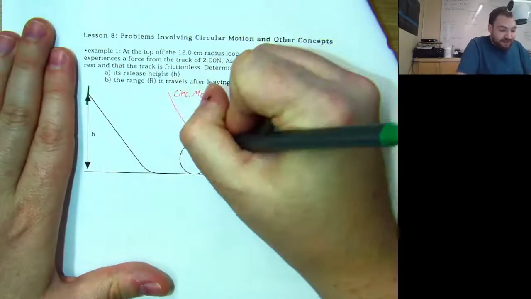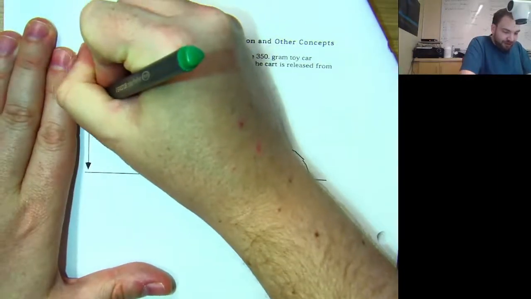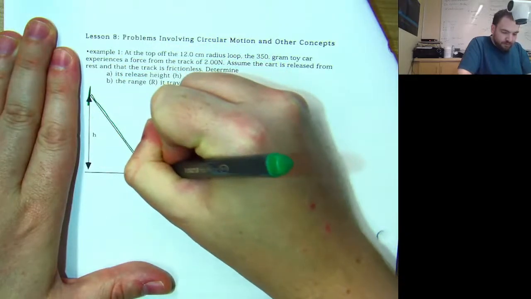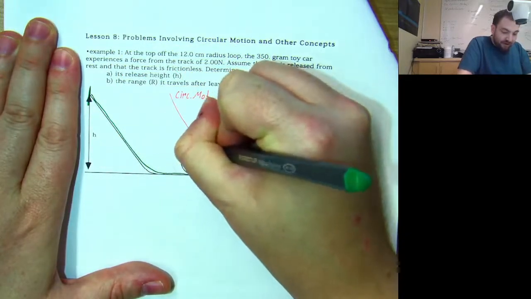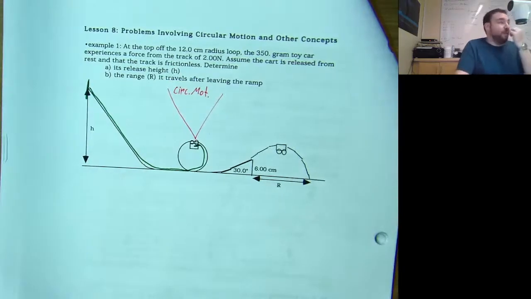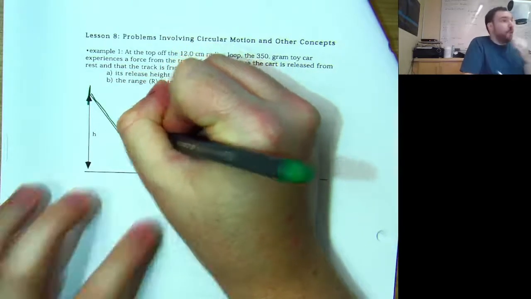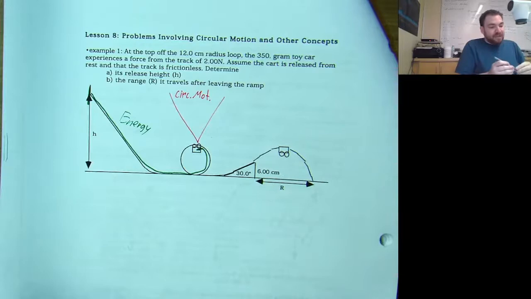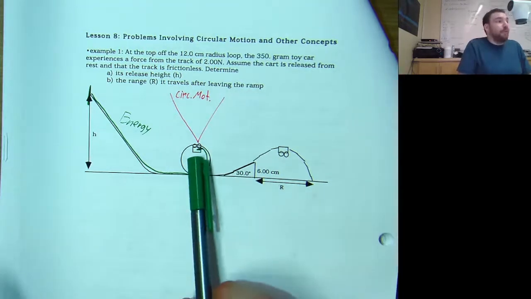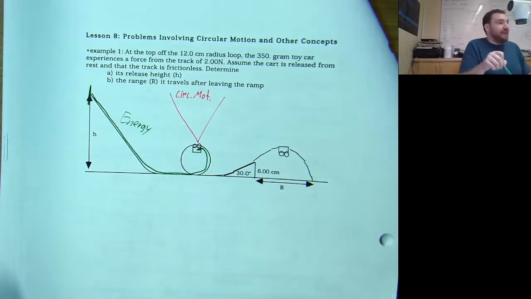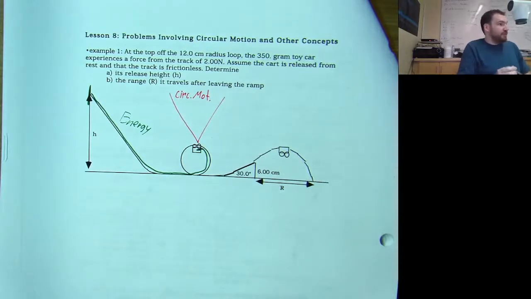So this from here, what I'm going to color in green, up to there, is the path that we want to analyze using energy. All of the green. No. No. Because the next piece of information says at the top of the loop, the car experiences a force of 2 newtons. We want to go all the way, because we need to know how fast the car is moving at that point. And all of that is just energy.